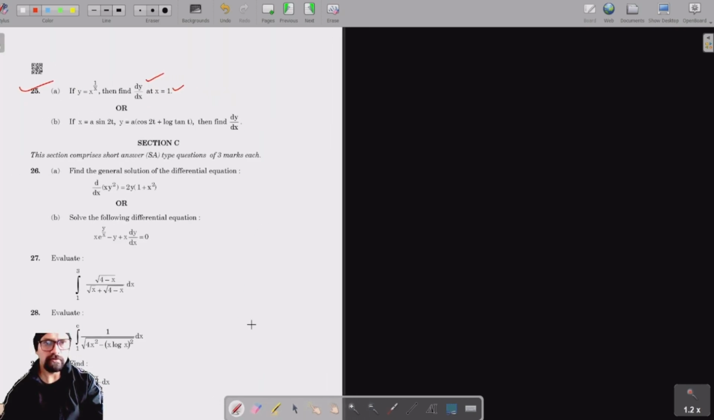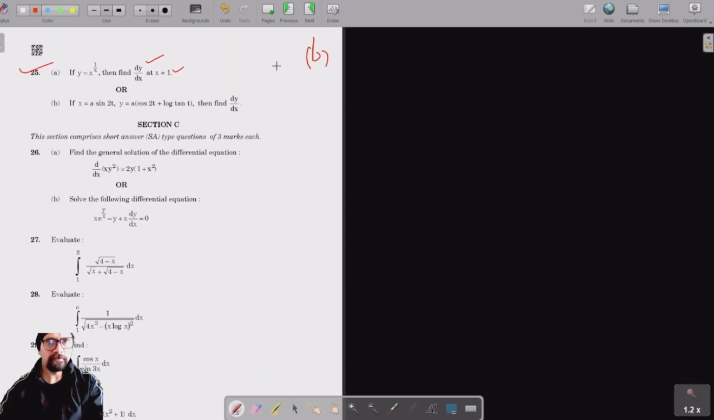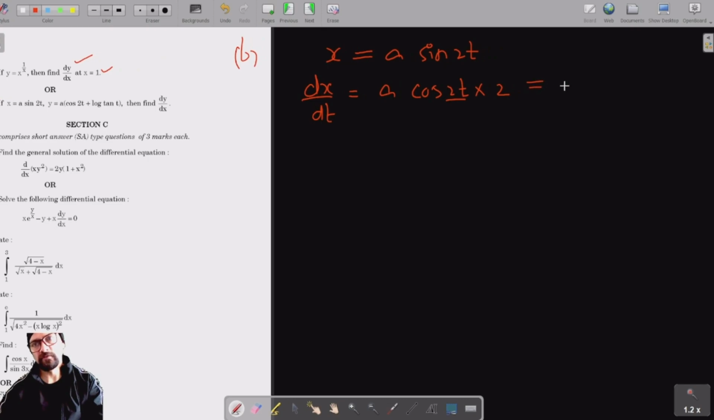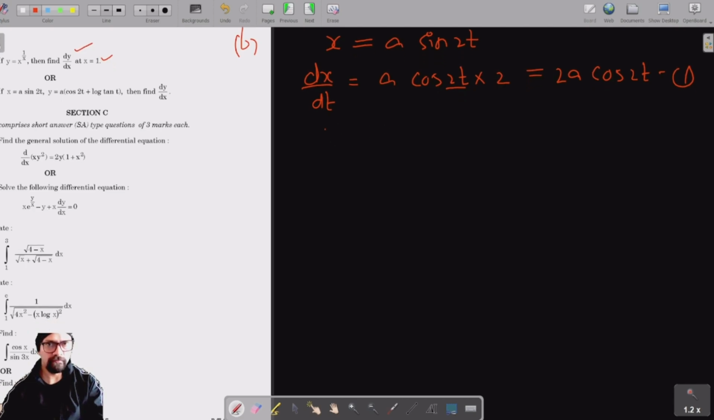Okay, for question number 25, part B, the first function is x is equal to a into sine of 2t. Let's differentiate this with respect to t. So a is constant and differentiation of sine is cos 2t, and differentiation of 2t is 2. So this is equal to 2a cos 2t. Let's say this is the first equation.